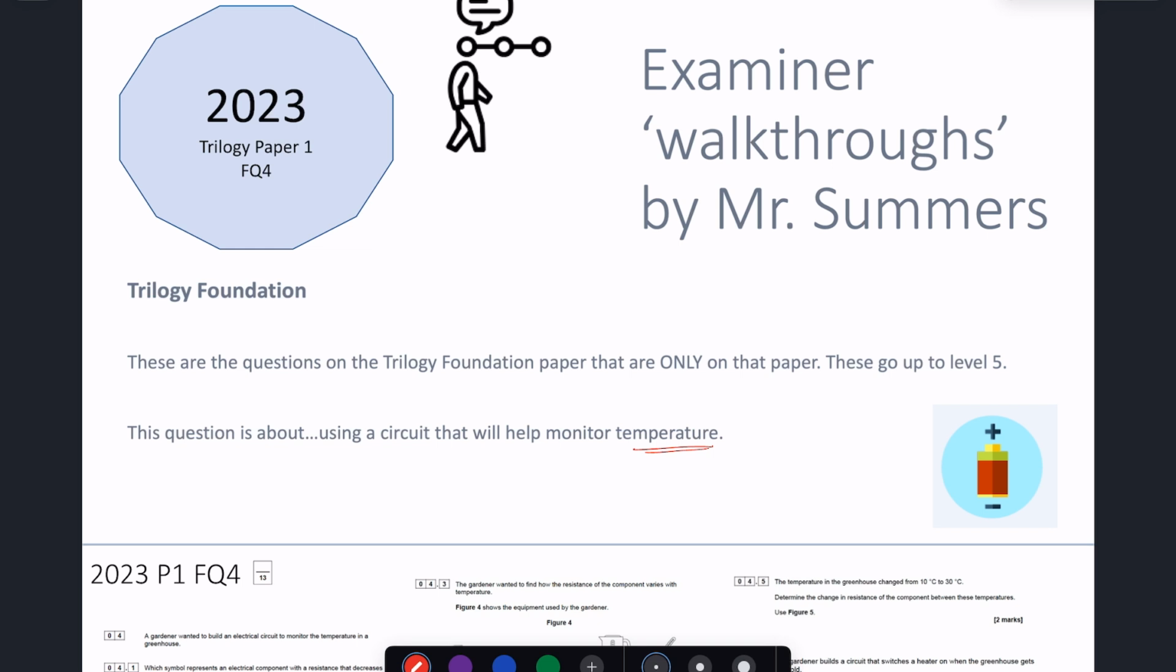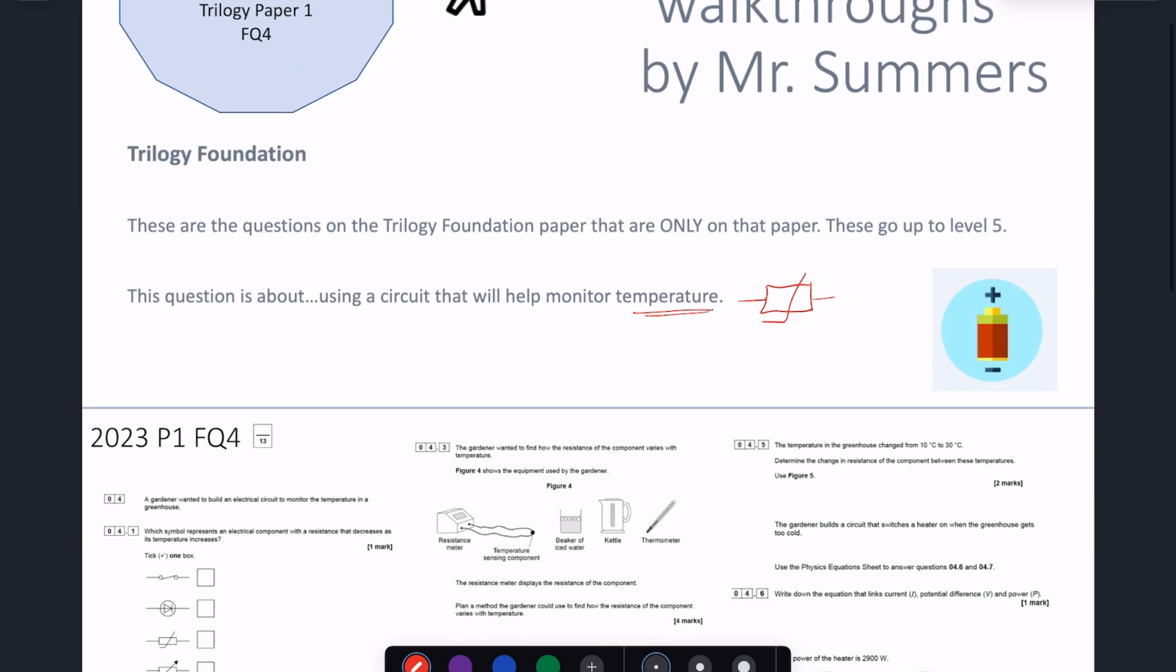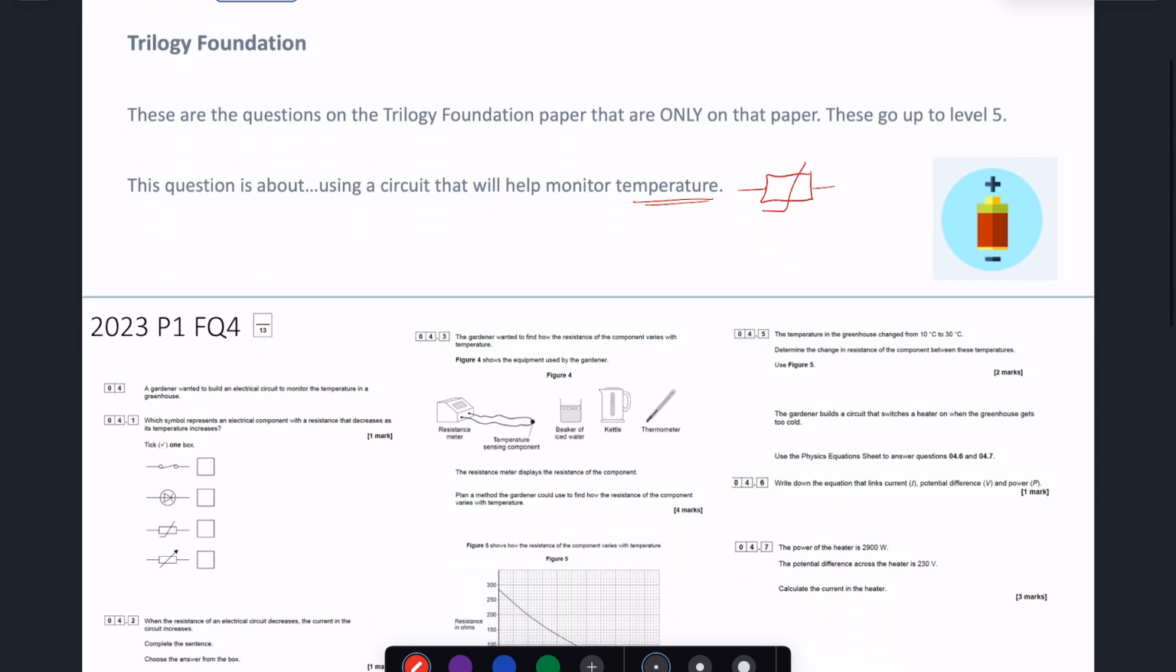Now you're going to get questions about monitoring temperature using a thermistor, which you should have learned is this symbol here. It's a rectangle with a hockey stick across it. Or you'll get questions about monitoring light level, and you'll have to use a light dependent resistor or something like that. Okay. So this one's about monitoring temperature, so how temperature changes.